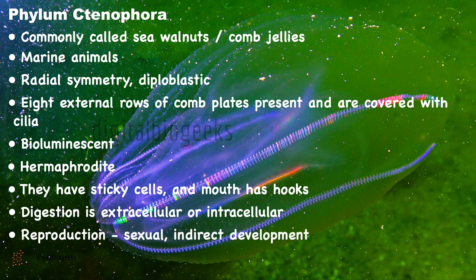Reproduction is by the sexual method only. As they have both sexes in one organism, they eject eggs and sperms into the water and fertilization takes place. The zygote develops into a larva and further growth happens in water. There is a larval form in their growth. That is why it is called indirect development.